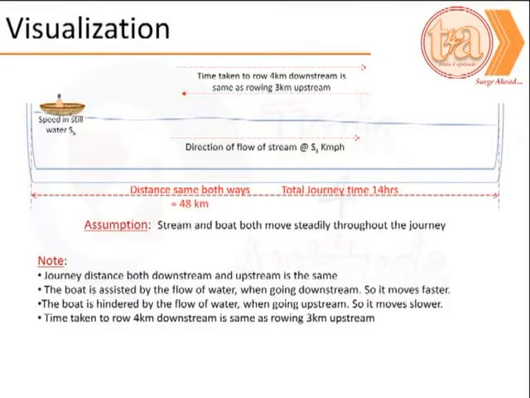Based on the problem, we can visualize it as shown. What we need to note here is that the time to row 4 kilometers downstream is the same as the time to row 3 kilometers upstream. Note also that the boat is assisted by the flow of water while going downstream, and while going upstream it is hindered by the flow of water. The total journey distance both ways is the same. The assumption, as always, is that the boat and the stream are always moving steadily throughout the journey.